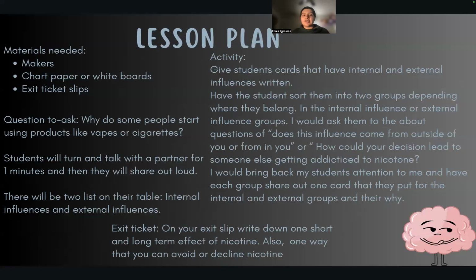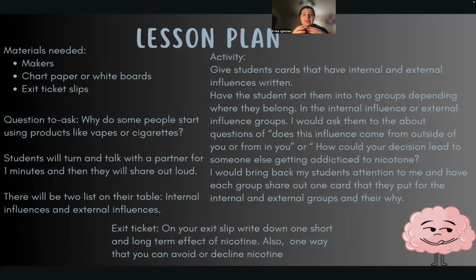Then students will turn and talk with a partner for 1 minute, and then they will share out loud to the rest of the class. There will be two lists on their table, one with internal influences and one with external influences. For the activity, I'll give students cards that already have internal options and then external options written on them, or I guess cases or sentences. And then I'll have the students sort them into groups depending where they belong.